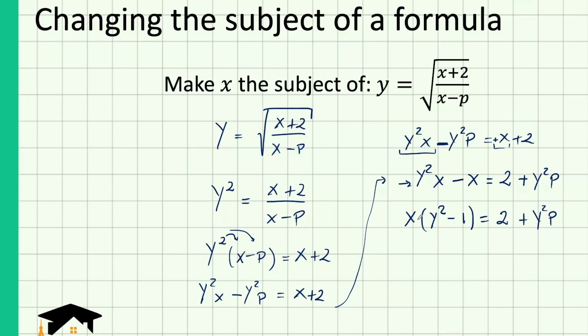Now, because this term is multiplying x, then to actually make x the subject of the formula, I will have to divide all these other sides by y squared minus 1. And with this, we finished this exercise.